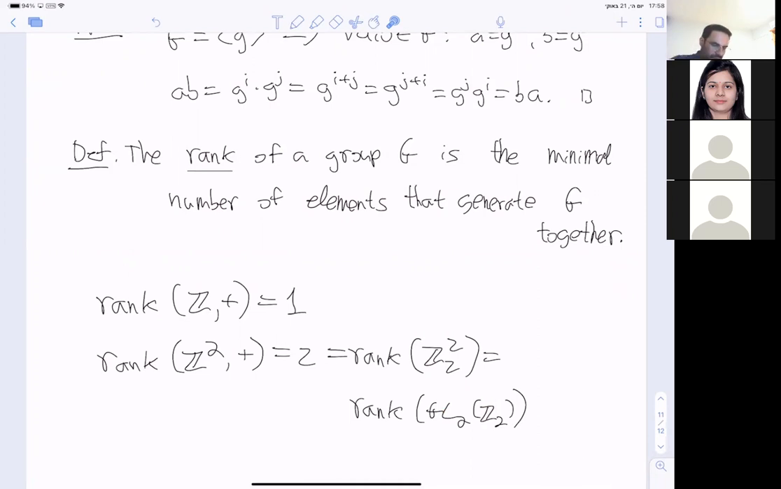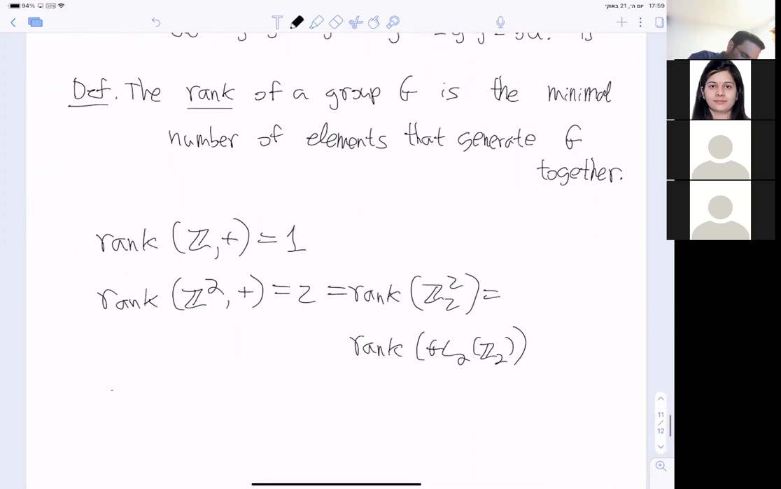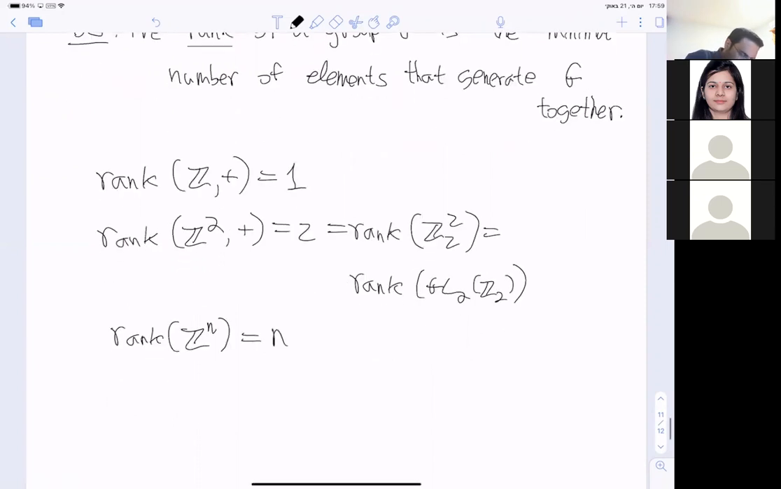More generally, what is the rank of Z^n? You take the product of n copies of Z, so you have tuple vectors. So what is the rank of Z^n? N. And what is the rank of Q? Infinity? No.